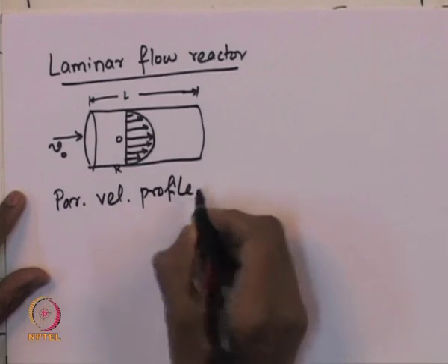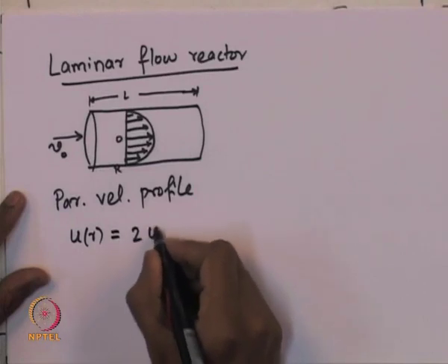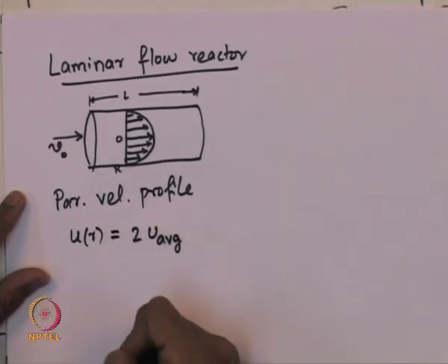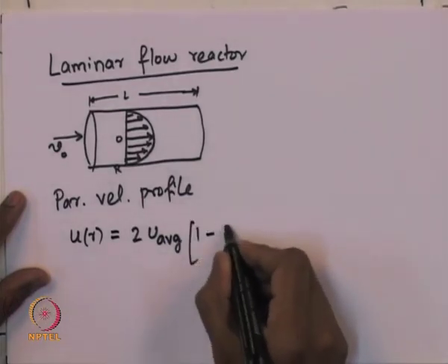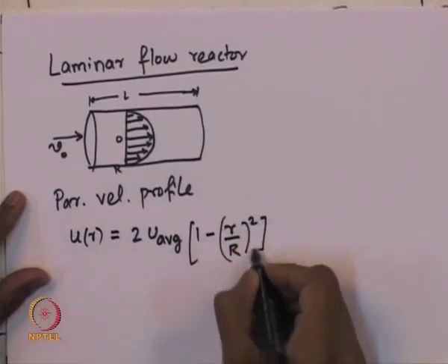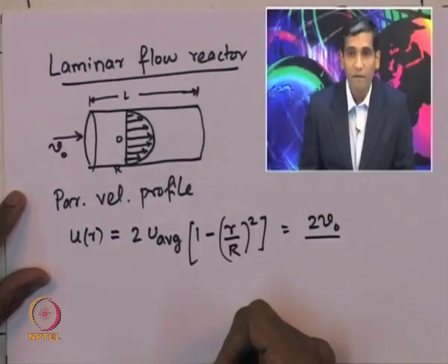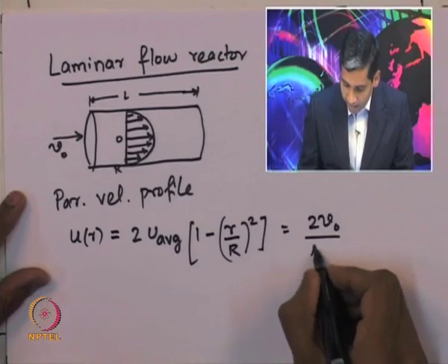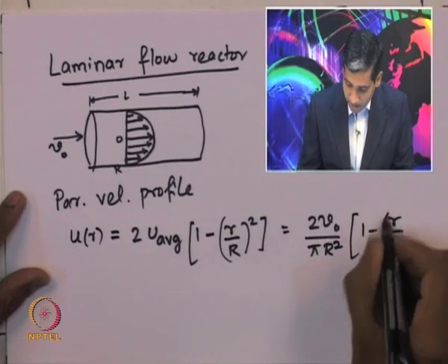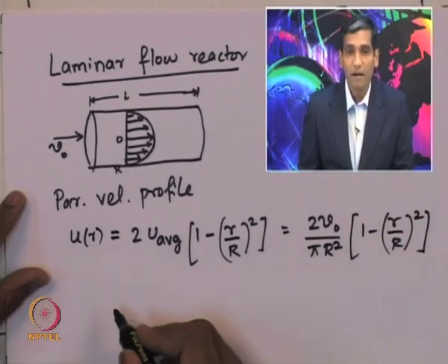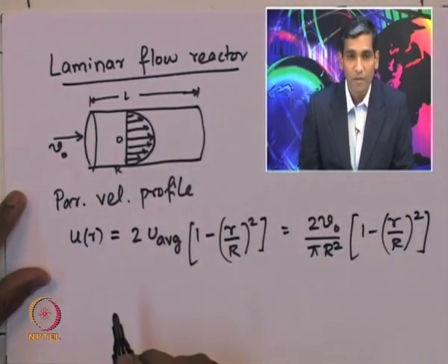The parabolic velocity profile, as we saw in the last lecture, is given by u at any r location equals 2 times the average velocity in a cross section, or the cup mixing velocity, multiplied by 1 minus r by R the whole square. That is equal to 2 into V naught, the volumetric flow rate, divided by the cross sectional area pi R square, into 1 minus r by capital R the whole square. So, that is the dependence of the velocity on the radial position.